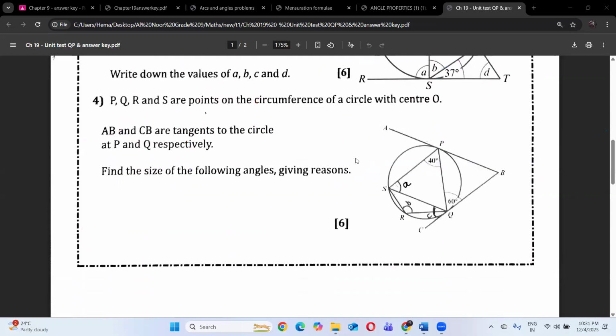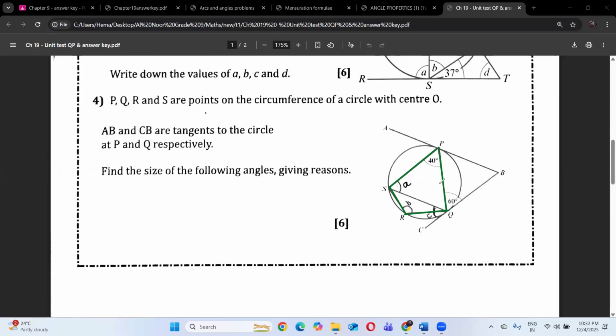Next, the fourth one. In the fourth one, you have to find A, B, C. How do you find out? We can find B easily. So you need to observe carefully. There is a cyclic quadrilateral. How do you know? Quadrilateral means four sides. Cyclic quadrilateral means the four corners should touch the circle. Now all four are touching the circle, so this must be a cyclic quadrilateral.